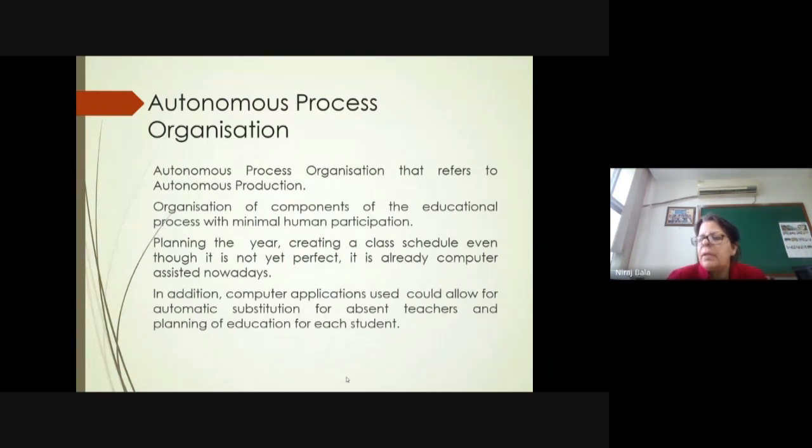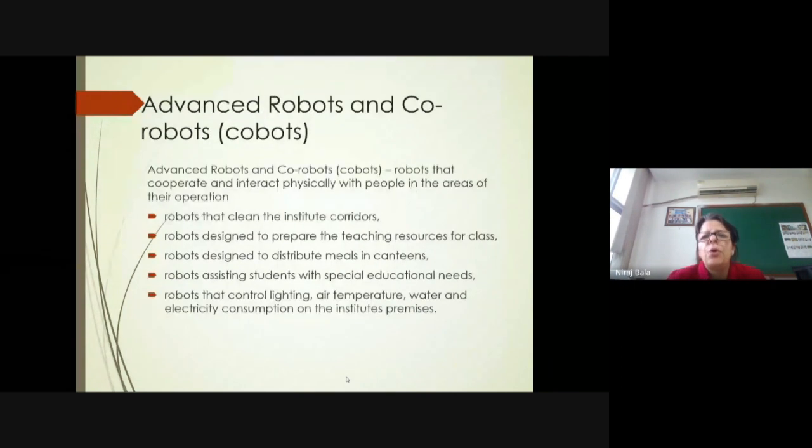So quickly I will wrap up, so that we have 5-10 minutes for taking your inputs on where you are using these technologies in your institute. Another way of using this is advanced robots, which we call co-robots or cobots. They cooperate and interact physically. We all are familiar with robots. They can be used in institutes for education.